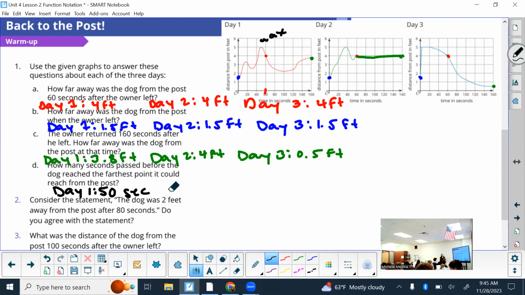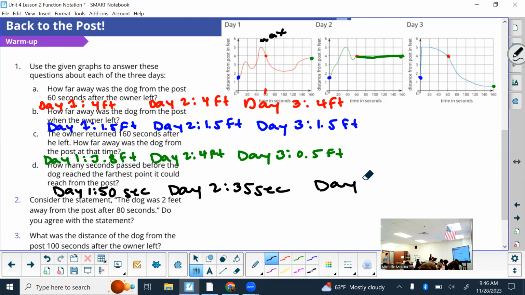All right, now question, Karen? If you can answer this one for me, then yes. So for day 2, how many seconds passed before the dog reached the farthest point from the post? Okay, that would be the distance that the dog is. About how many seconds is it there? 35. About 35. That's good. Yes, there we go. All right, so about 35 seconds there.